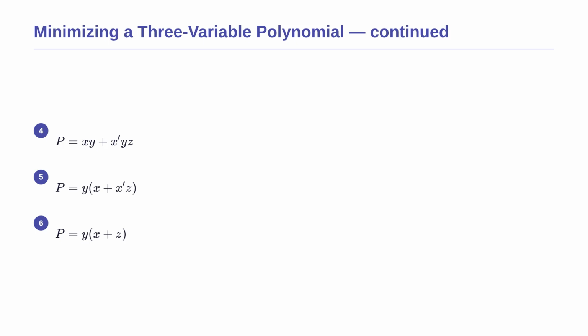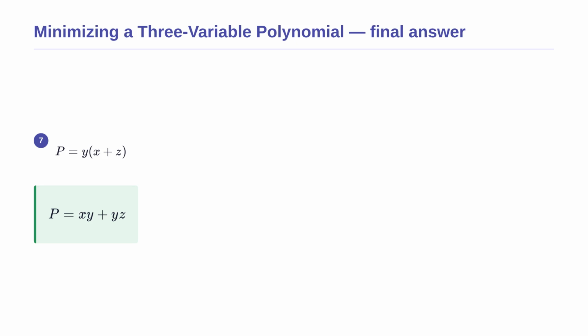Our expression is now much shorter, but we must check if it can be reduced further. Both remaining terms contain the variable y. We factor y out of both terms, isolating x plus x prime z inside the parentheses. Here we use a special Boolean rule called the redundancy law, which states that x plus x prime z simplifies directly to x plus z. The complex inner expression is now replaced by a simple OR operation.